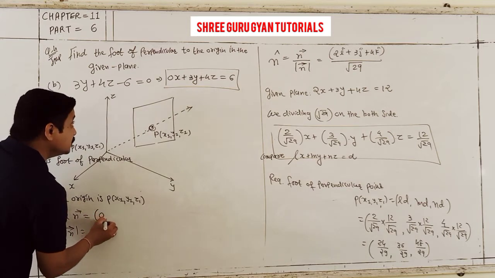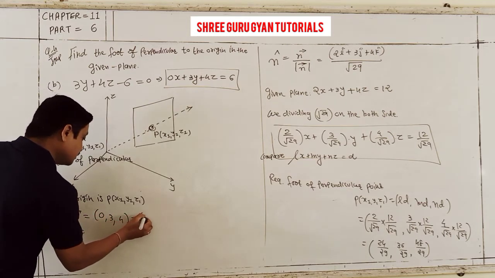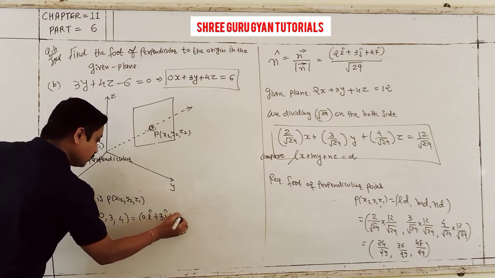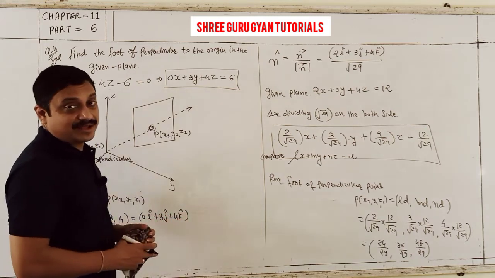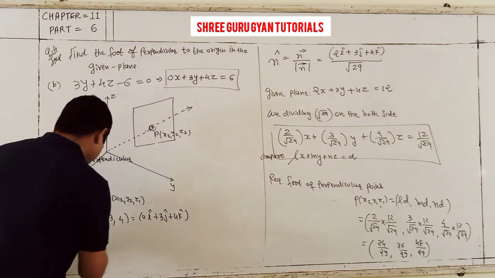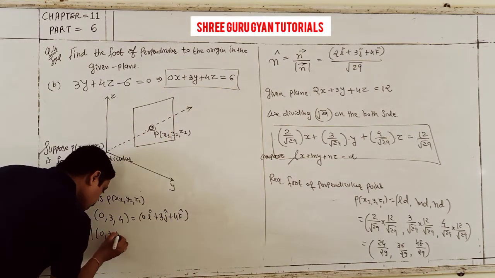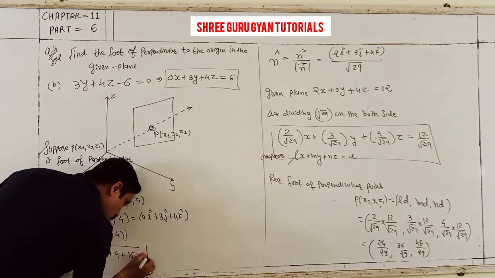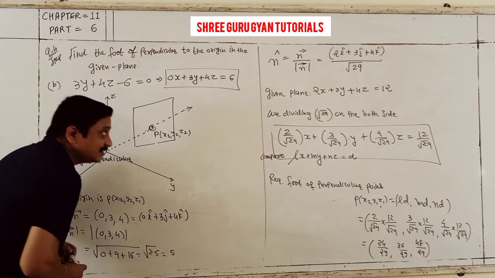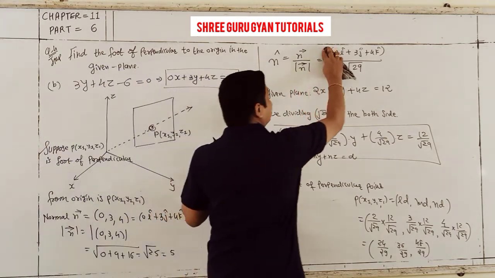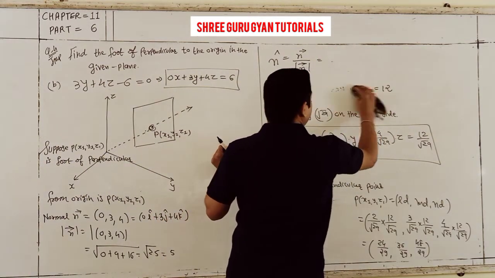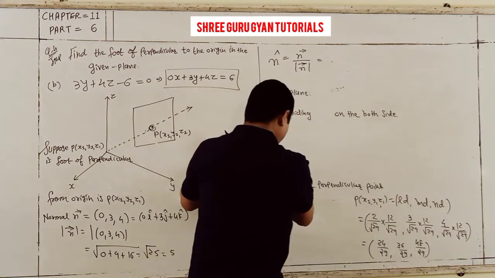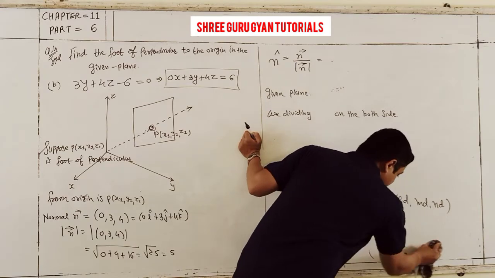You can write down 0, 3, 4, either 0i plus 3j plus 4k, and in a simple way you take the magnitude: 0 plus 9 plus 16, root 25 means 5. So n cap you derive after that, and given plane you divide by the same number, and after that, students, comparing the values, easily get your answers.